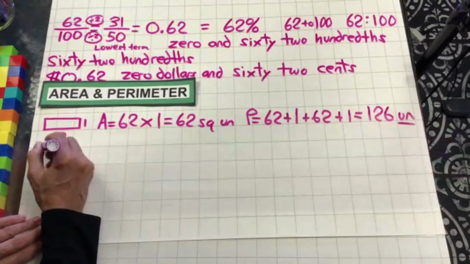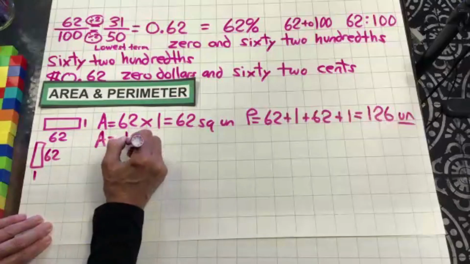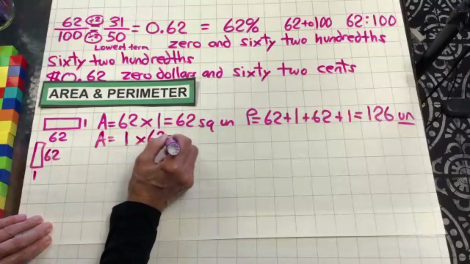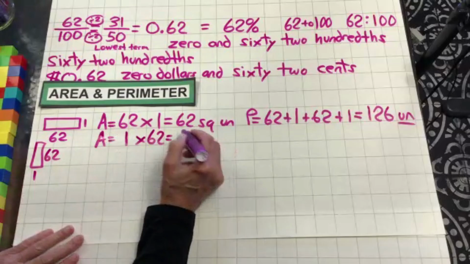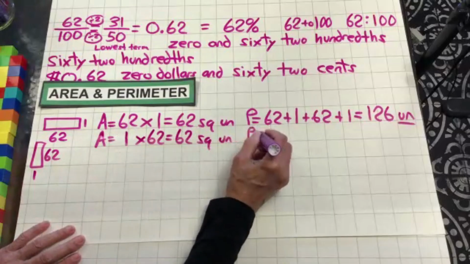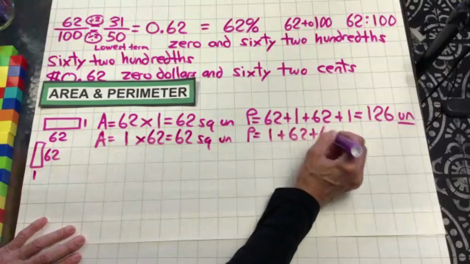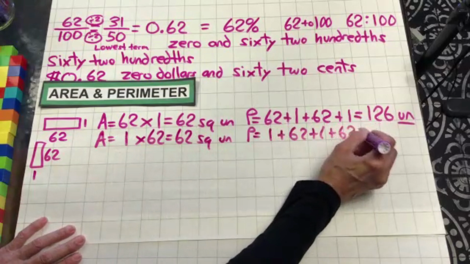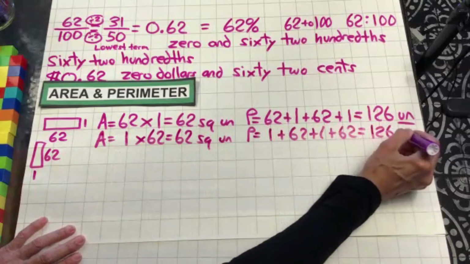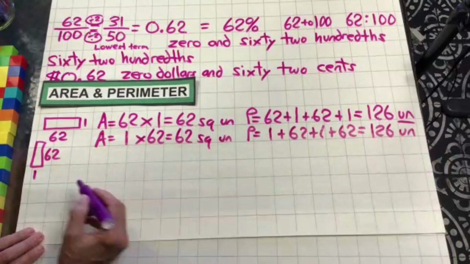Let's go to our next one, which will be a 1 by 62. And all we're doing is changing the order of the numbers because we've changed the perspective, how we're viewing the shape. And of course, that's going to just change the order, but we still get the same results. 126 units length.